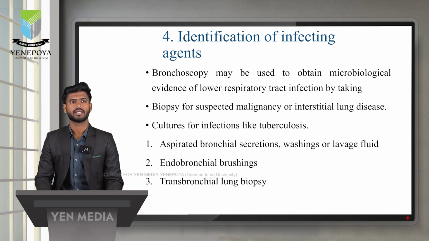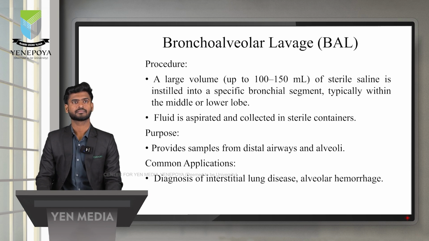Identification of infective agents. A bronchoscope may be used to obtain microbiological evidence of lower respiratory tract infection, by taking a biopsy for suspected malignancy or interstitial lung disease, and culture for infections like tuberculosis. These will be taken by aspirated bronchial secretions, bronchial wash or bronchoalveolar lavage, endobronchial brushings, or transbronchial lung biopsy.